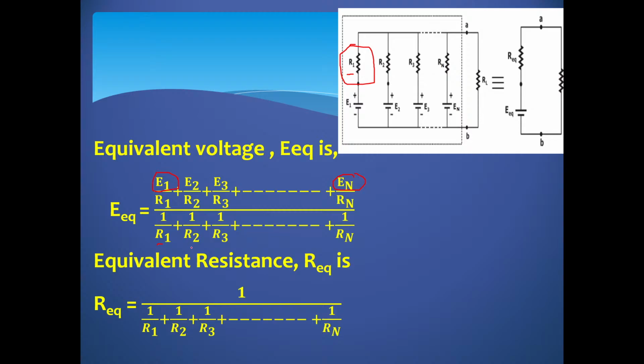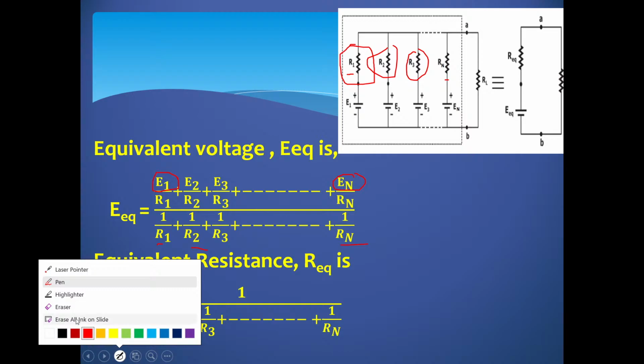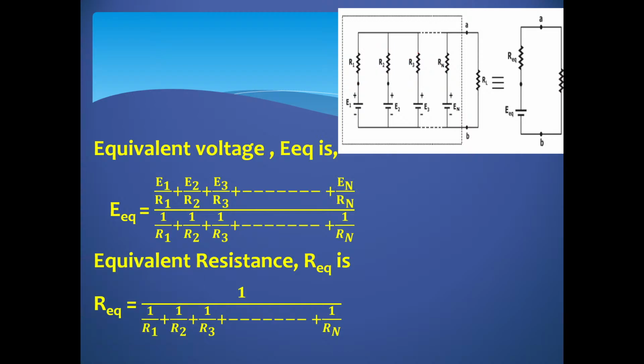Plus the conductance of branch 2, that is 1 by R2. Next, the conductance of branch 3, 1 by R3. At last, I go up to the last branch, the conductance of branch N, that is 1 by Rn. So this is the formula given by whoever framed this theorem to determine the E equivalent. You can easily determine the E equivalent using this formula.